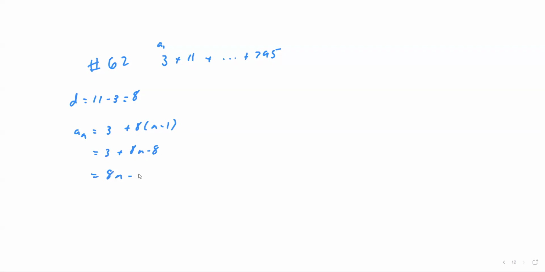Number 62 gives it to you as a sequence. So 3 plus 11 plus ... plus 795. All right, the route you want to go here is you just kind of want to figure out what term this is, then we can plug it into our equation. So we start off, this is my ace of 1. So my d would be 11 minus 3, which would be 8. So then my formula would be ace of n equals 3 plus 8 times n minus 1. So that'd be 3 plus 8n minus 8. So that'd give me 8n minus 5.